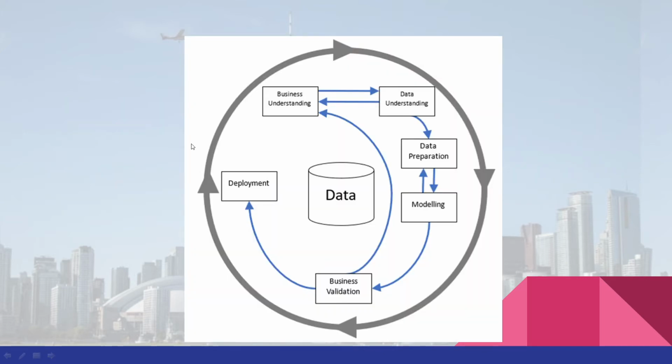In this project, we follow the CRISP-DM process. At first, we start from business understanding. Then we do data understanding. Thirdly, we do data preparation. Then we build the model. After the model, we do the business validation. After the validation, we deploy our model in the field.